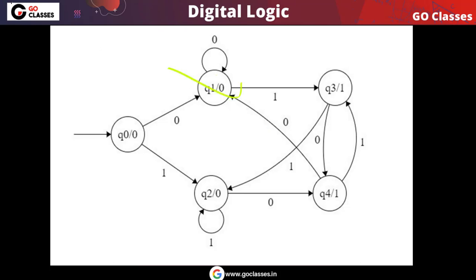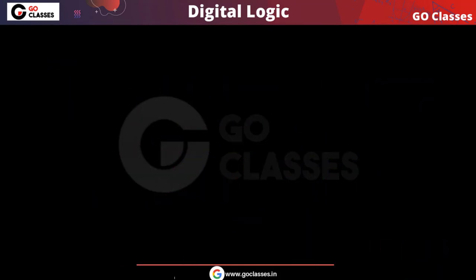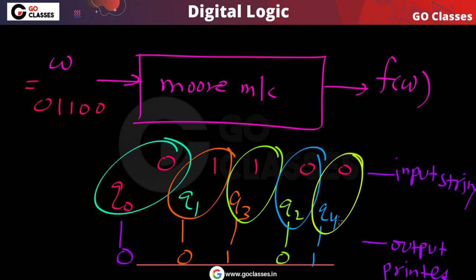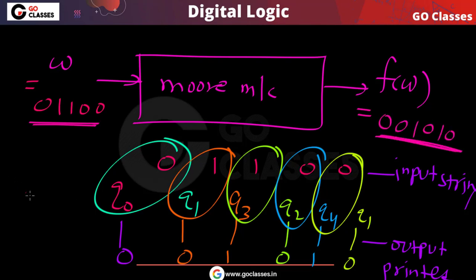In this state Q1, output 0 will be produced. So you will go to state Q1. You can notice, here you will go to state Q1, and in this state Q1, output 0 will be produced. So the final point is this: if this is your input, then what is the output? You can notice the output is 001010. So this is the output. In the Moore machine, this is how you can execute the Moore machine.